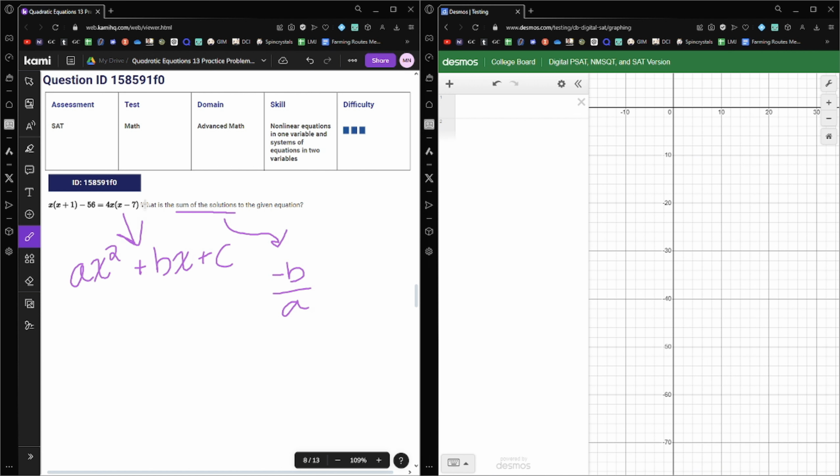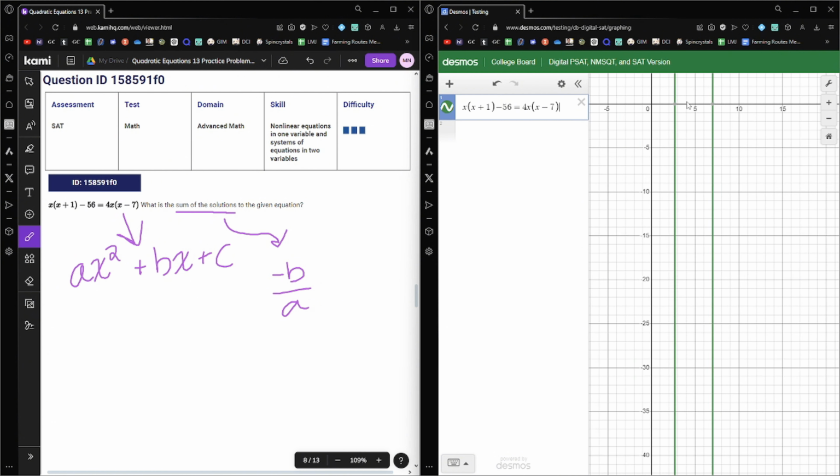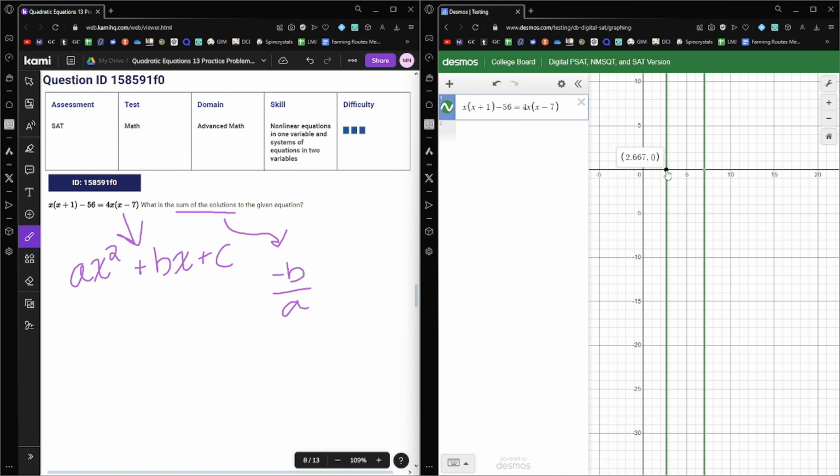Or it would be a lot faster to just use Desmos. So let's go ahead and type in our equation: x times (x + 1) - 56 = 4x times (x - 7). And we get that our solutions are that number and 7.